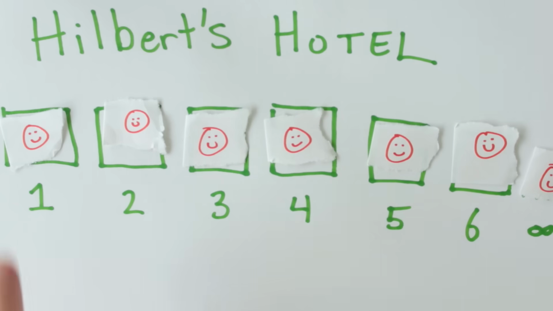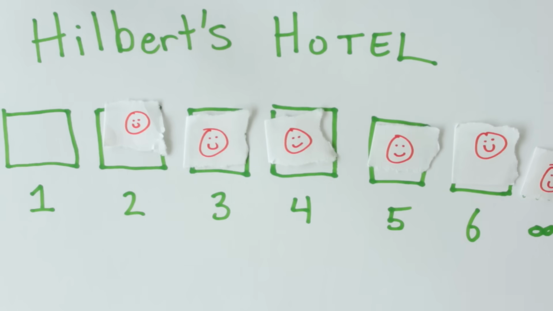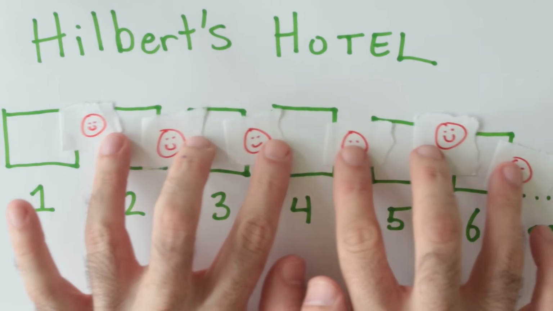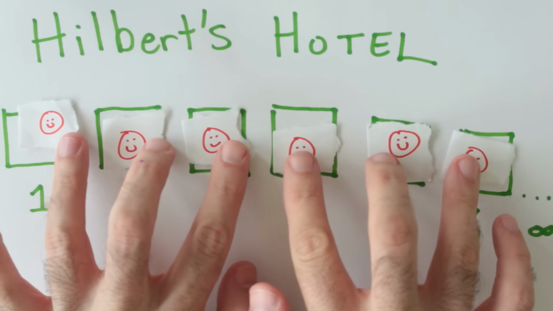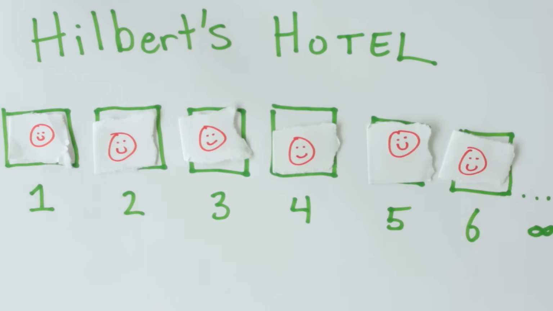If one guest leaves the hotel, we can shift every guest the other way. Guest 2 goes to room 1, 3 to 2, 4 to 3, and so on. Because we have an infinite amount of guests, that is a never-ending supply of them, no room will be left empty. As it turns out, you can subtract any finite number from infinity and still be left with infinity. It doesn't care. It's unending.